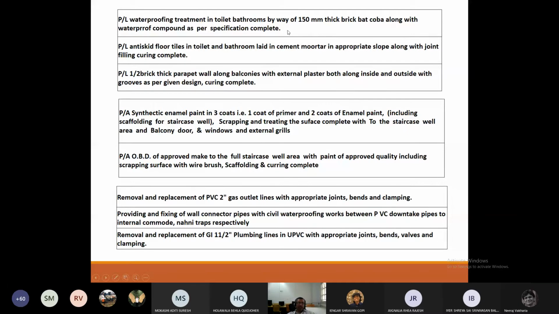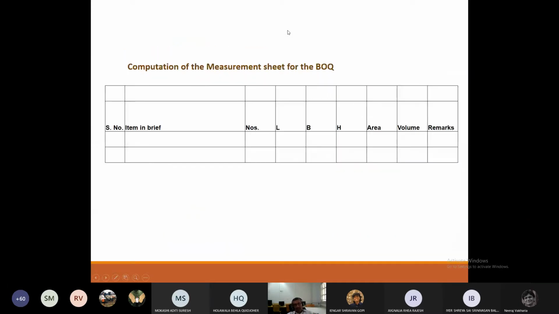So every tender will have various types of sections in their bill of quantities, in their tender quant. So first would be civil items, then perhaps finishing items, then perhaps woodwork, plumbing, fabrication works, all kinds of things that are there.